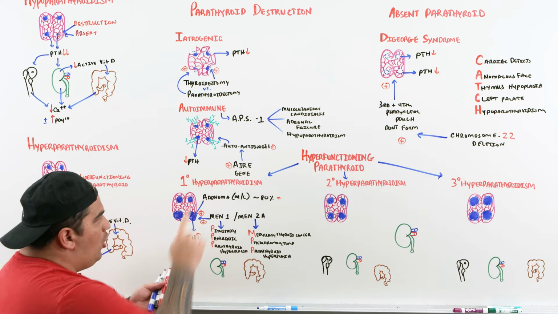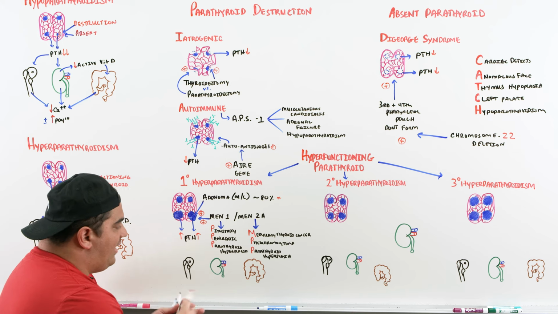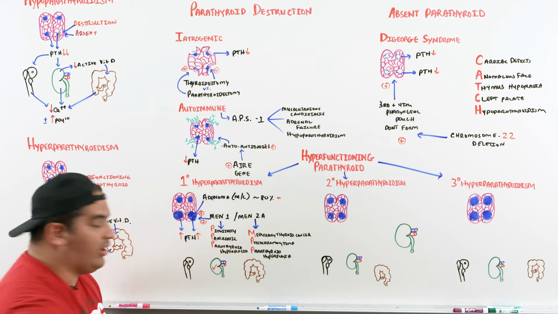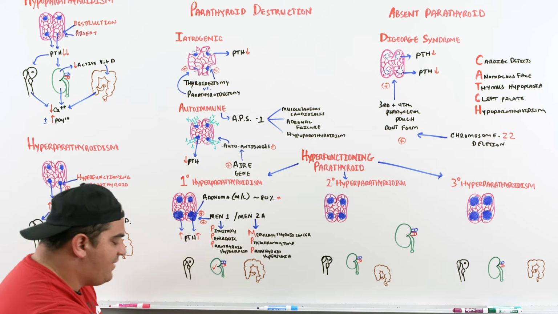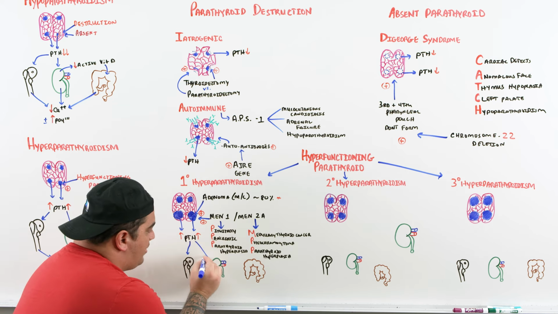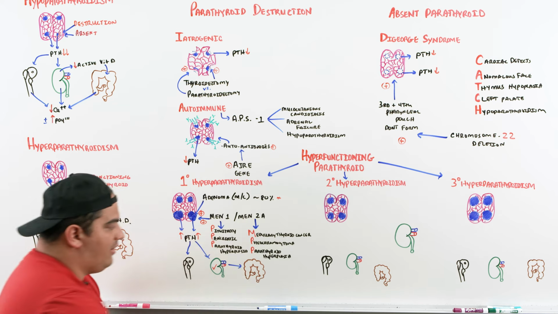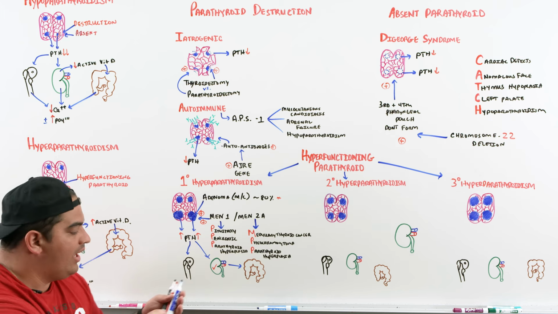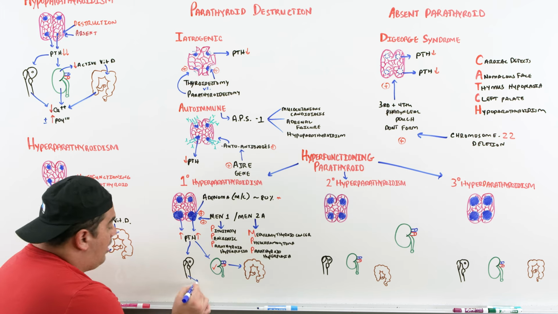Let's explain this. With primary hyperparathyroidism, the kidney is okay. I'm going to put a check mark. It's good. It's working. It's functional. So what happens is PTH will go to the bones, it'll go to the kidneys, and it'll help to activate vitamin D. All that stuff will happen, right? The same way that we described below, over here.